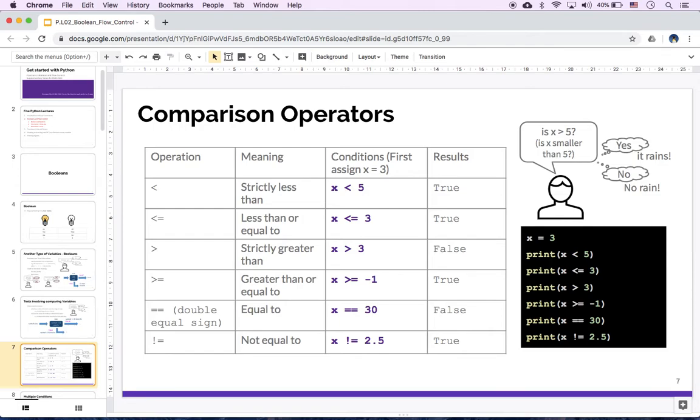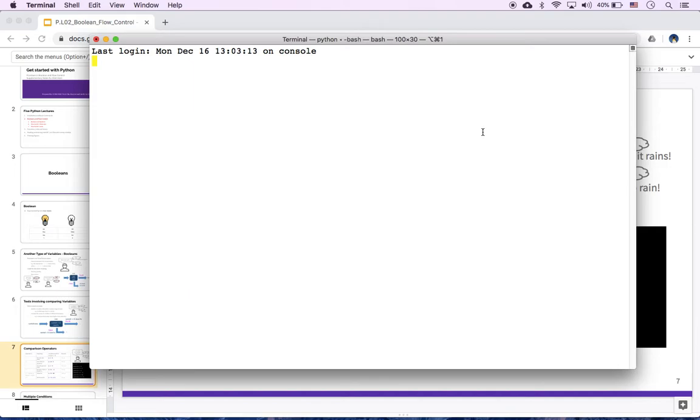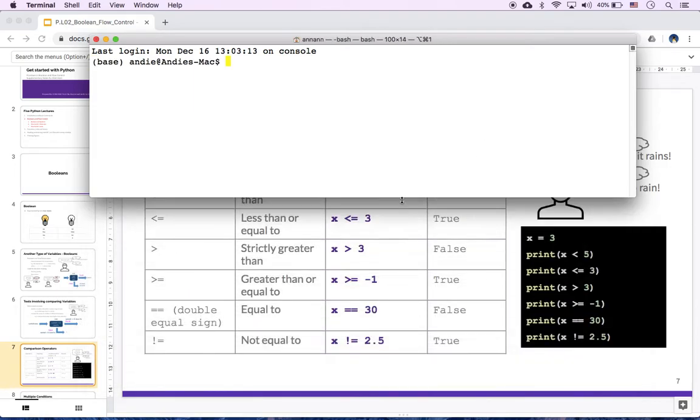Okay, so there are different kinds of comparisons. For example, if we assign the value of 3 to x here, and if we do a comparison like this, if x is smaller than 5, because we know that x is 3, so we know that the result would be true. So we can try this in the interactive mode of Python.